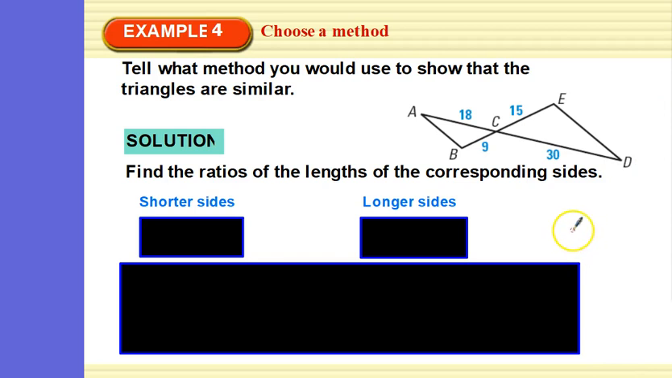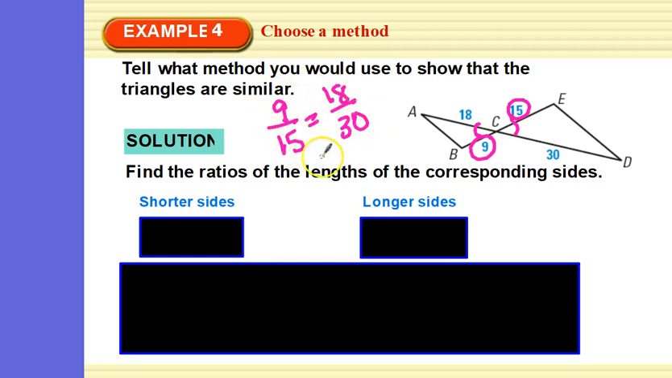Tell what method you would use to show that the triangles are similar. All right, so we have right here, vertical angles are congruent, right? Now let's see if their sides are proportional. So which one's the smaller amount? So 9 is smaller. Out of these two, which one's smaller? 15, right? So let's see. 9 is to 15 as 18 is to 30. Let's check this out. 9 times 2 is 18. 15 times 2 is 30. This should totally work, right?